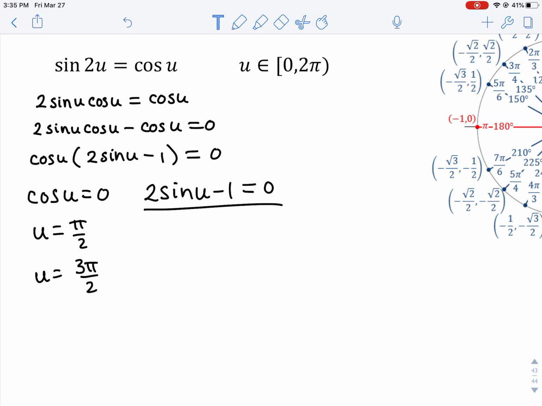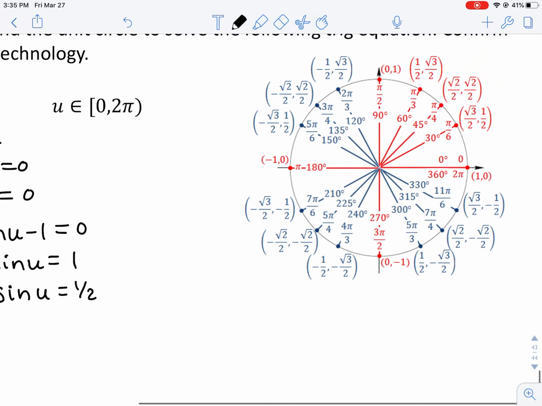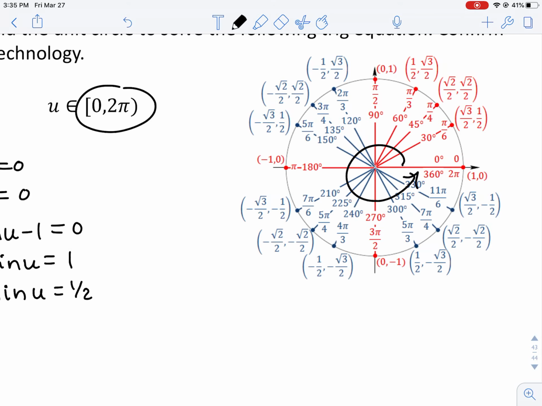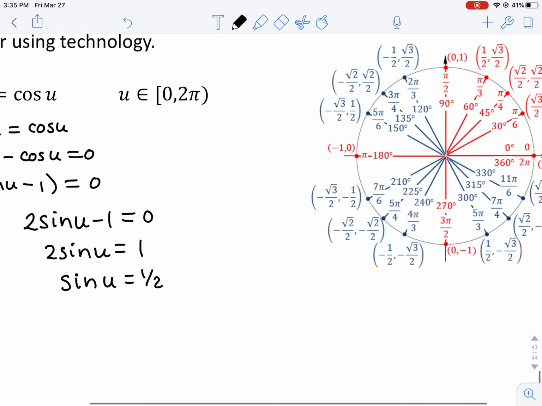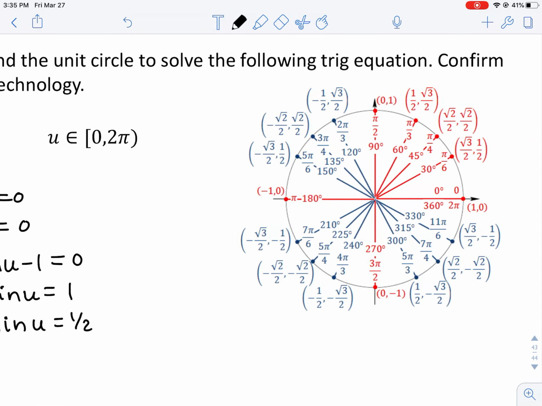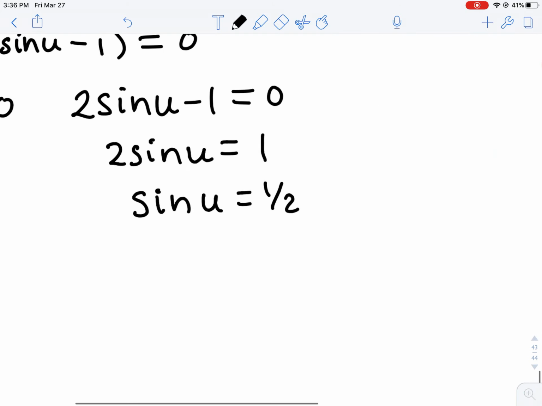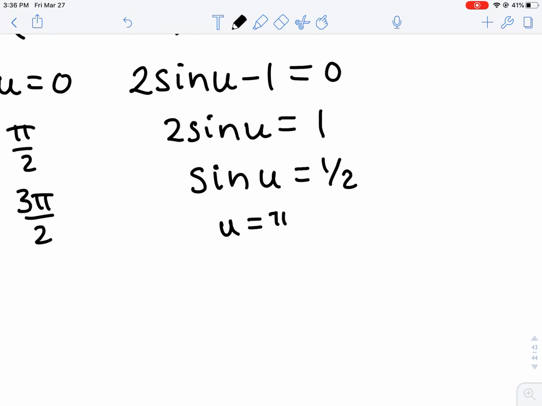Now let's focus on this equation. Solve for sine u. So we have 2 sine u is equal to 1, add the 1 to the other side, now divide by 2. And we're left with this. We want to find all angles now from 0 to 360 on this interval where the sine is 1/2. Well, the sine is the second coordinate, and the second coordinate is only going to be positive in the top half of the circle, and it's positive 1/2 here and here. So our angles are pi 6 and 5 pi 6. So u can be pi 6 radians, or you could be 5 pi 6 radians.